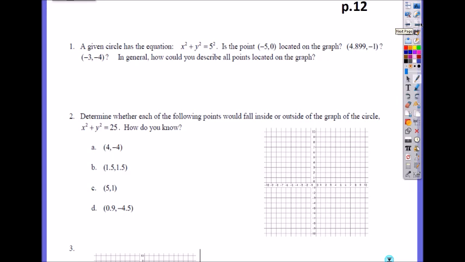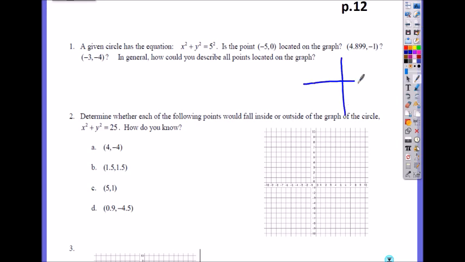Number 1, a given circle has the equation x squared plus y squared equals 5 squared. Is the point -5, 0 on the graph? What about the other 2 points? How would you describe all points located on the graph? There are 2 ways to do it. First is to graph it and see whether it's on the circle or not. But you will only know about 4 points, right? You only get to find 4 exact points by graphing.